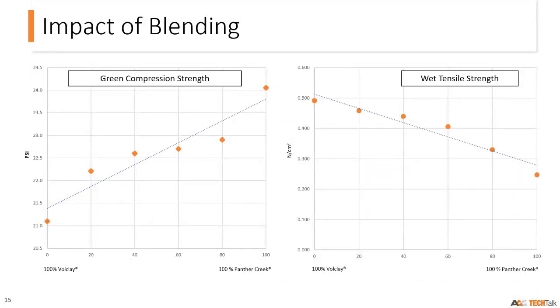This is a good visual representation of the two clays when you're running green compression strength and wet tensile strength, both at 100% concentrations. You can see how much higher the green compression strength is with the Panther Creek, and also how much higher it is on the wet tensile side with ball clay Western bentonite. Just a good example of the property differences when we look at them at 100%.